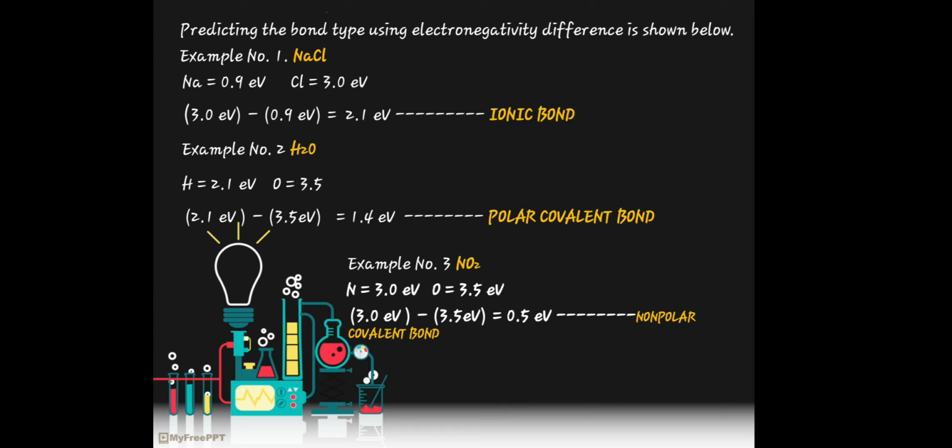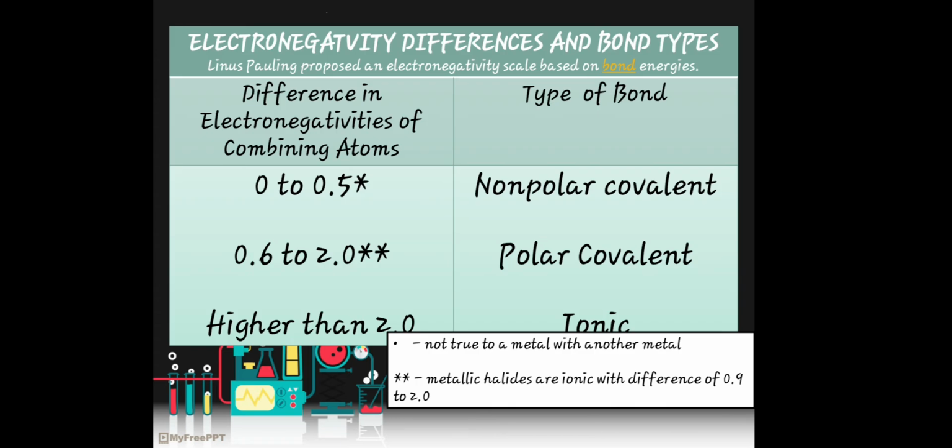So let's go now to H2O or water. There are two elements, hydrogen and oxygen. Again, you will be looking for the electronegativity. For hydrogen, we have 2.1, and for oxygen 3.5. So you have to subtract it. It is 1.4 EV. So meaning to say if it's 1.4, it is a polar covalent bond. Remember, polar covalent is from 0.6 to 2.0.